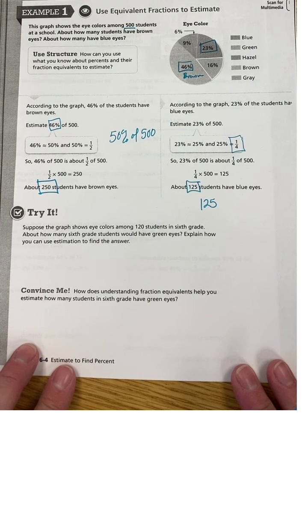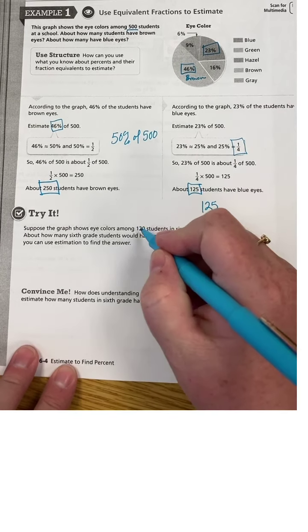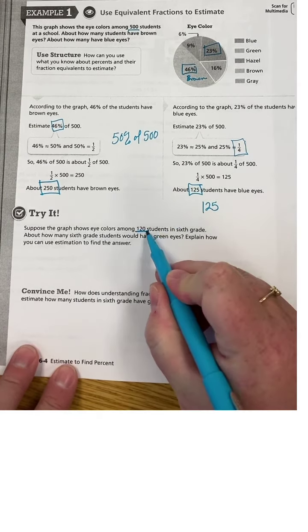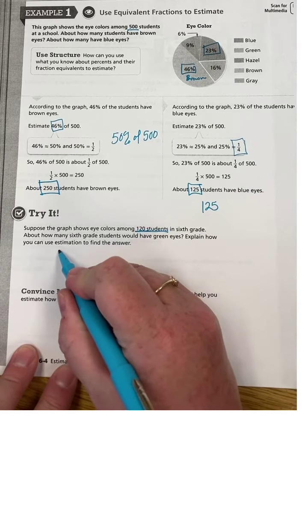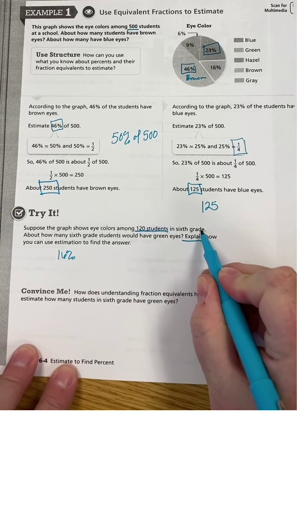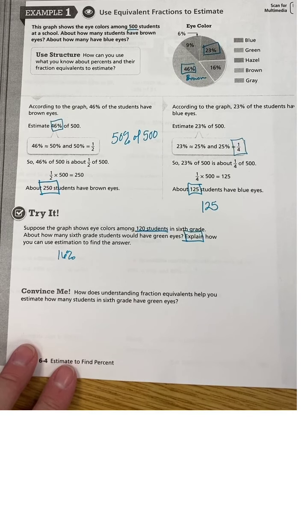Suppose the graph shows eye colors among 120 students. So not 500 students, but 120 students. About how many of those students would have green eyes? So green is the 16%. And explain, this is more how I want you. So tell me how many would have green eyes and then explain it. We're going to pause here on Edpuzzle to do that.